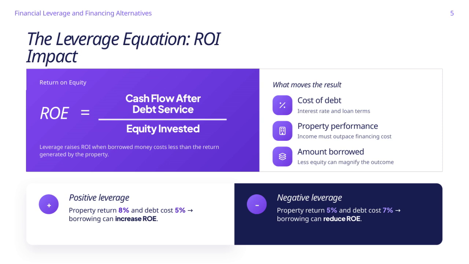Several factors influence this result. The cost of debt, which includes interest rates and loan terms, is critical. Your property's performance matters too, because the income you generate must outpace your financing costs. The amount you borrow also plays a role. Borrowing more with less equity can magnify your returns, but it also increases risk. So, understanding financial leverage means balancing these elements: the cost of the loan, property income, and how much equity you put in to maximize your return without overextending yourself financially.